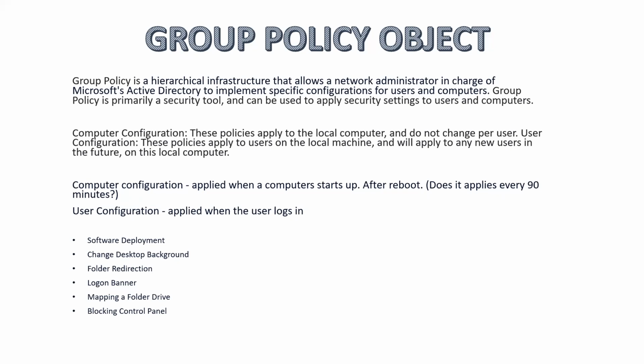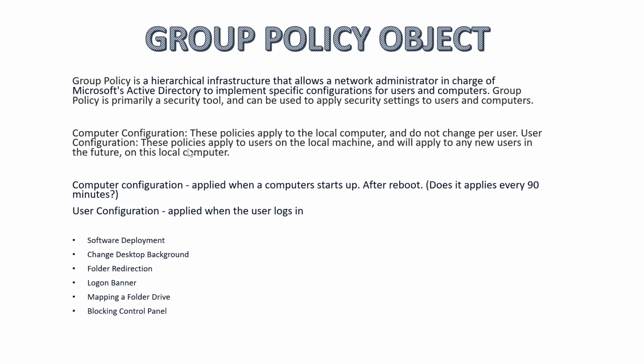Group policy is a hierarchical infrastructure that allows a network administrator in charge of Microsoft Active Directory to implement specific configurations for users and computers. Group policy is primarily a security tool and can be used to apply security settings to users and computers. And not only that, computer configuration policies apply to the local computer and do not change per user.